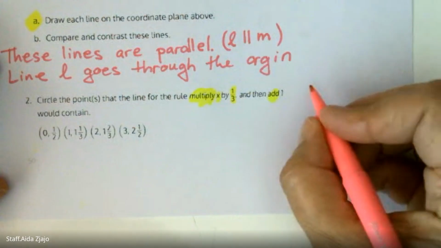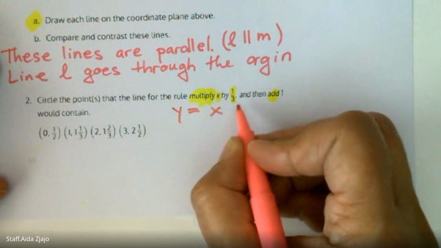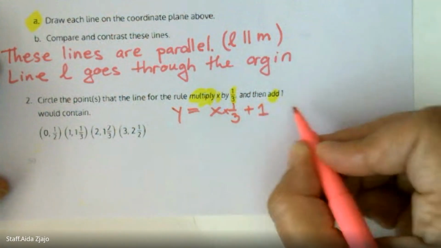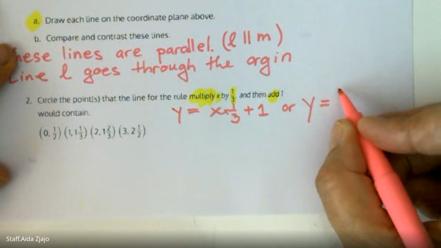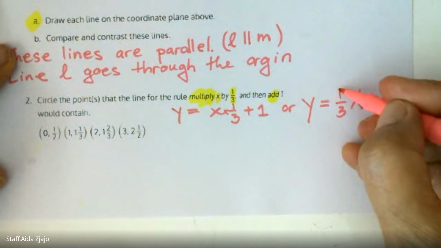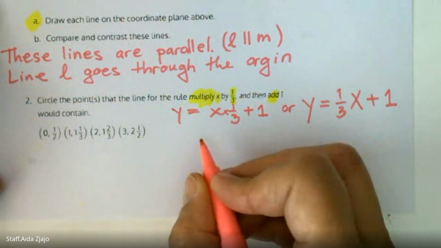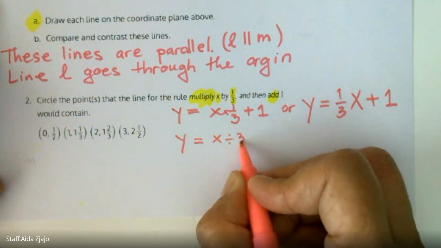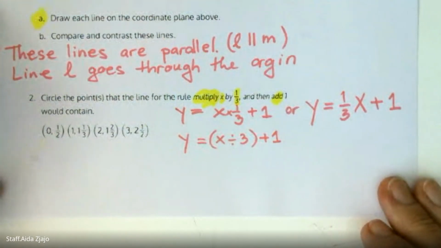So if we look at this, the rule should be y equals x times 1/3 plus 1. Or it's better if we do it like this, y equals 1/3 x plus 1. We also can think of this as y equals x divided by 3 plus 1. There are 3 different ways that you can look at it.